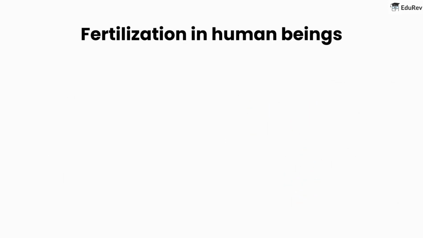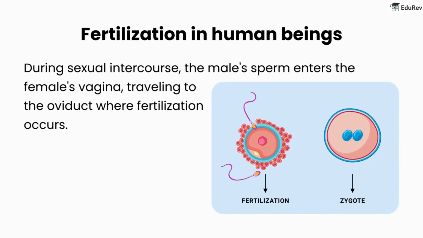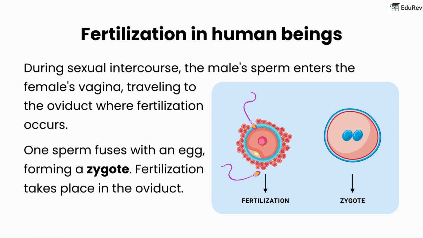Now let's look at fertilization in human beings. During sexual intercourse, the male's sperm enters the female's vagina, traveling to the oviduct where fertilization occurs. One sperm fuses with an egg, forming a zygote. Fertilization takes place in the oviduct.